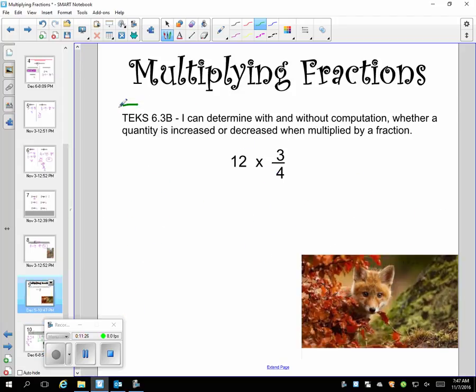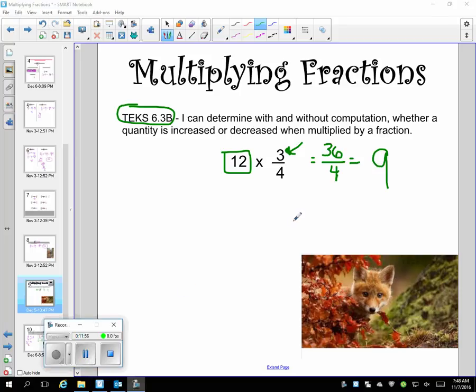Okay, we're going to take a look at one last thing. We're going to take a look at that TEKS, the 6.3b. It says I can determine with and without computation, so with working it and without working it, whether a quantity is increased or decreased when multiplied by a fraction. So the TEK is saying I can tell if this is going to be increased or decreased when I multiply it by a fraction. I want you to pause the video and take a moment just to think about it. If you need to compute, you can.